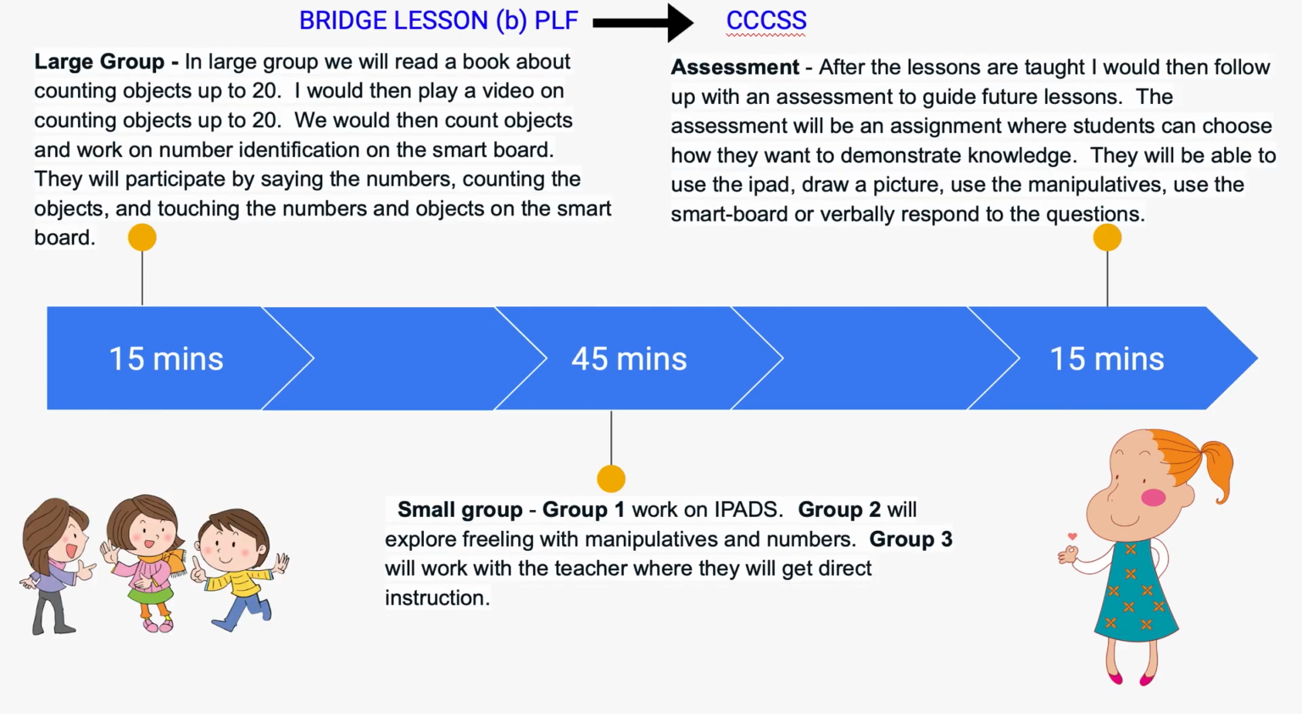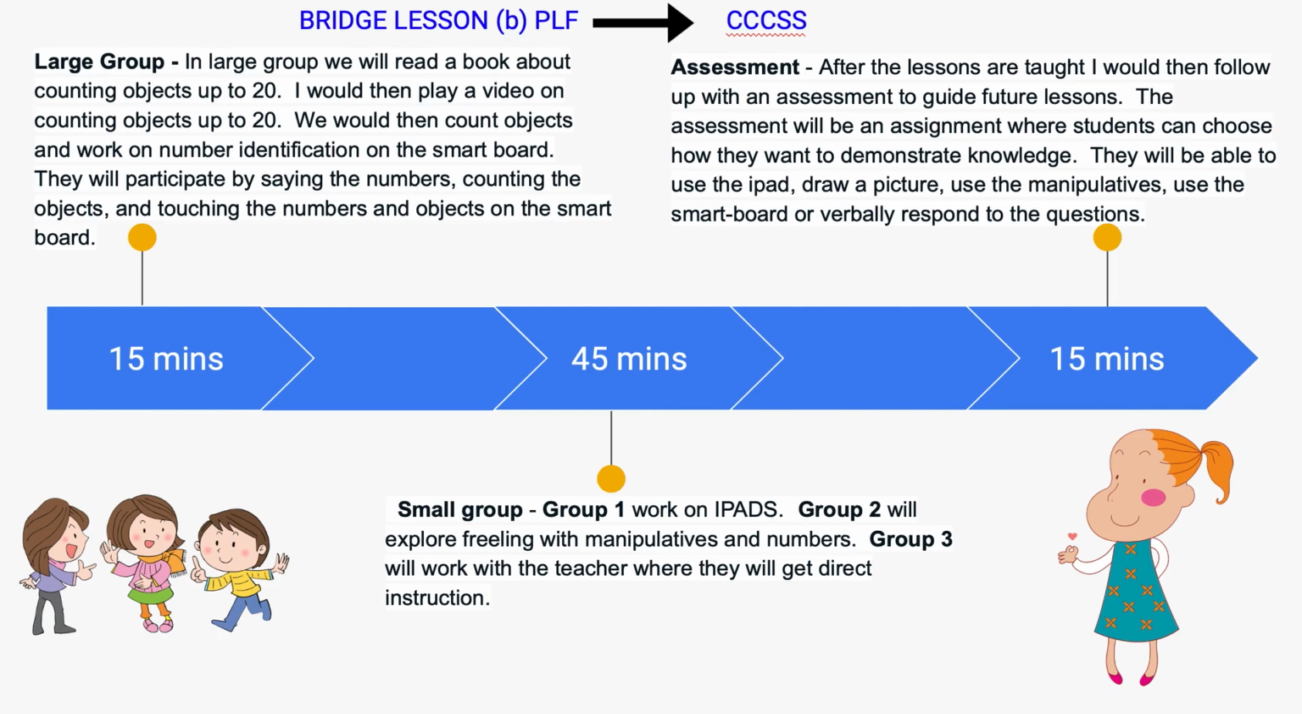Part B of the lesson would be, again, another large group where we would read a book about counting objects to 20, and then I would play a video about counting objects. Then we would work on some activities on the smartboard where the students can participate. And then we would break up into smaller groups again, with a similar setup. One group would work on iPads. The second group would be exploring freely. And the third group would be with the teacher, where they would get direction and direct instruction.